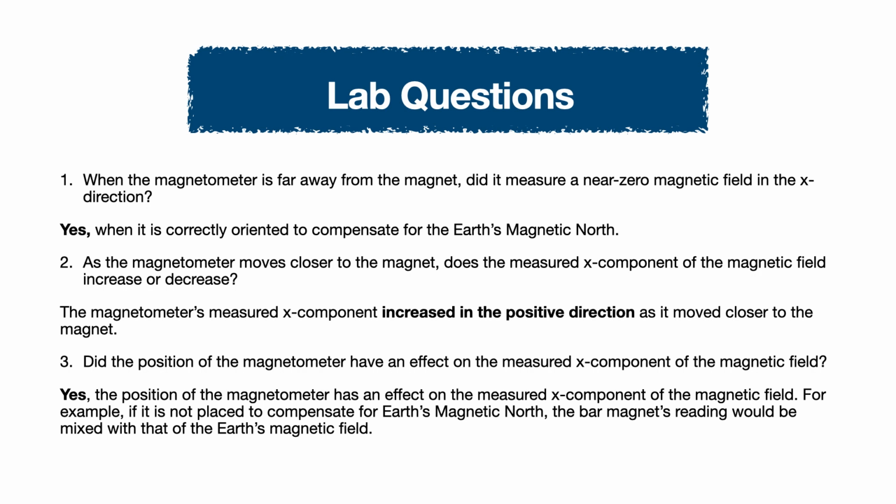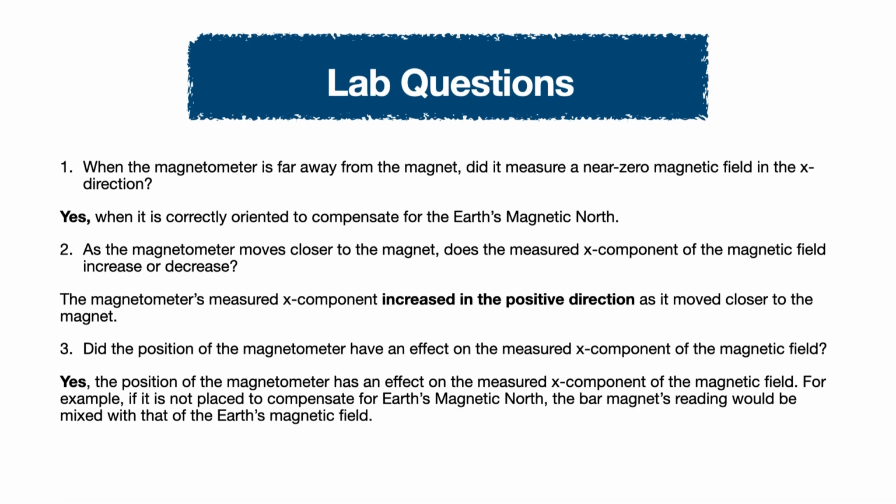Now to answer some lab questions. When the magnetometer is far away from the magnet, it measures a near zero magnetic field in the x direction because it was oriented that way to compensate for the Earth's magnetic field. As the magnetometer moved closer to the magnet, the measured x component of the magnetic field increased in the positive direction. Therefore, the position of the magnetometer had an effect on the measured x component of the magnetic field because, for example, mispositioning it would cause Earth's magnetic field to be mixed with that of the bar magnet.